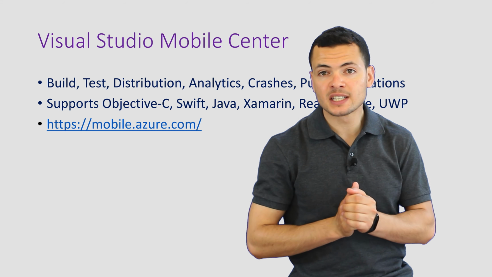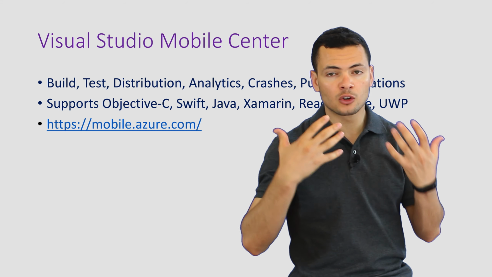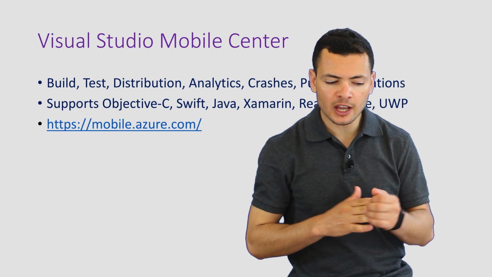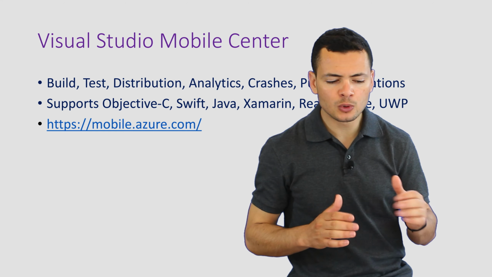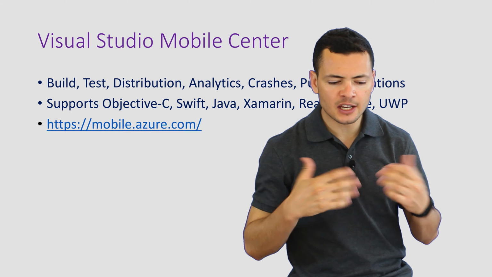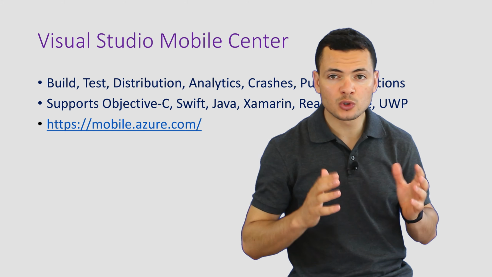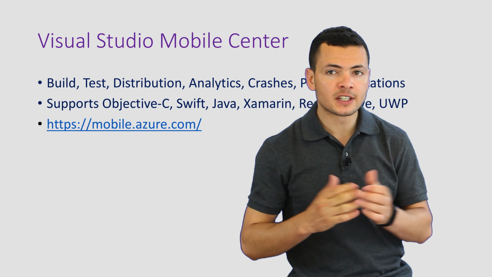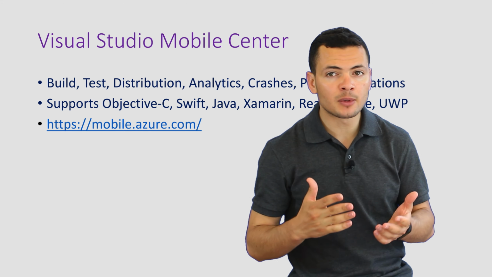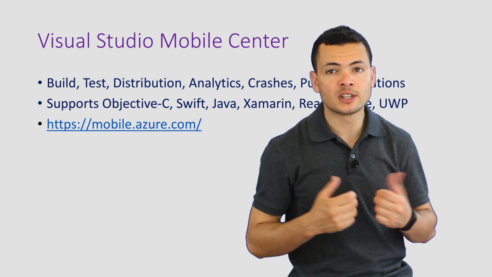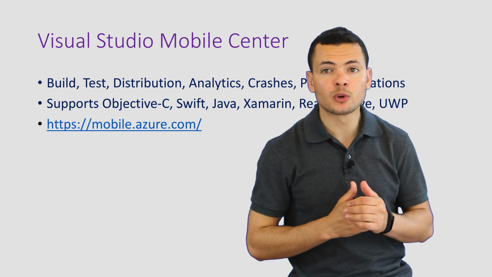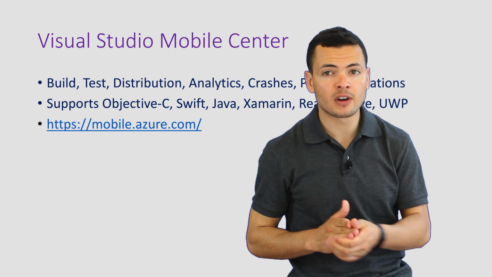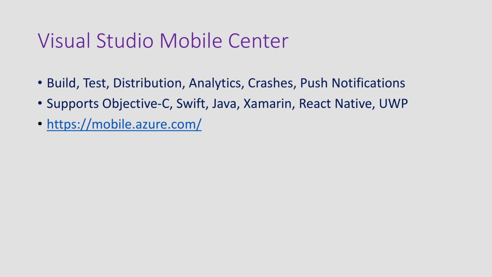So now instead of using Xamarin Insights, we are going to use Visual Studio Mobile Center. Visual Studio Mobile Center helps you to build, test, distribute, and track analytics and crashes, and also enables you to send push notifications through Azure. Visual Studio Mobile Center is created to support not only Xamarin applications for Android, iOS or UWP, but it also supports native iOS and Android applications written in Java or Objective-C or Swift.